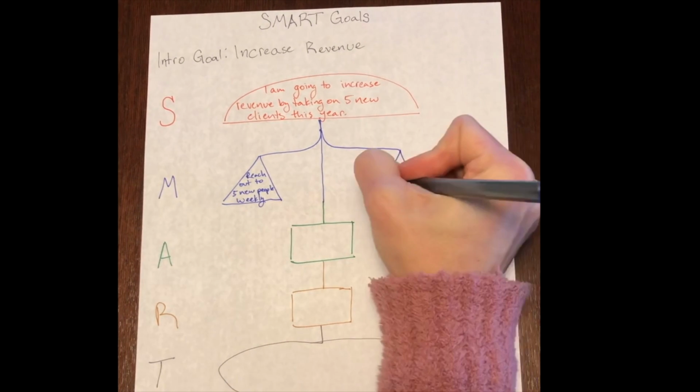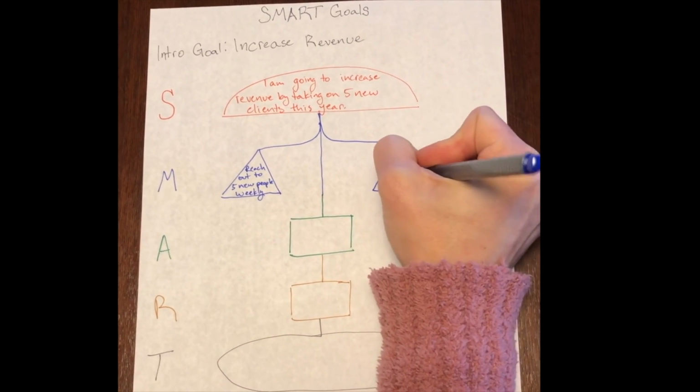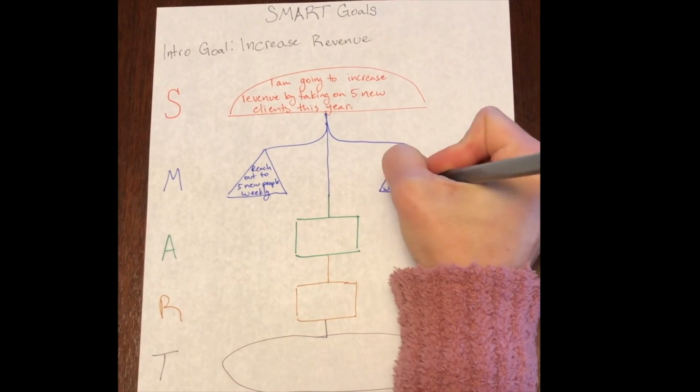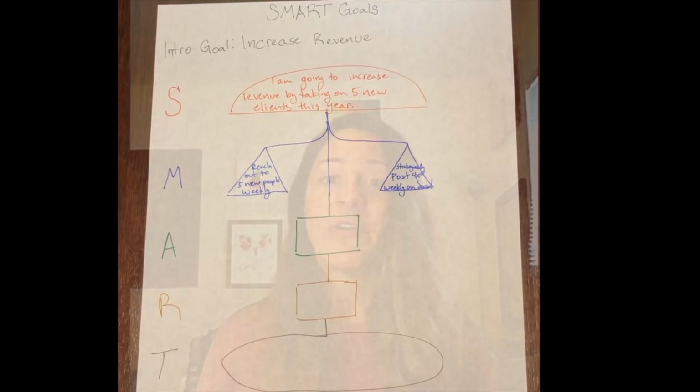What that means is I'm going to strategically post 4 times a week on social media. Now, I mean strategically because this has to be working towards a greater goal. If I'm just putting random posts out there that have nothing to do with what services I offer, then it's not really going to be relevant.